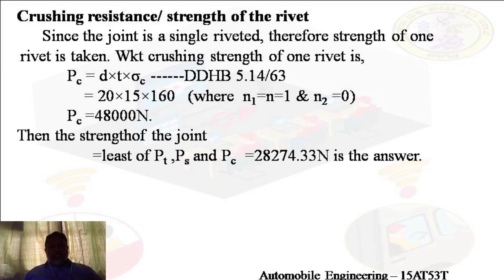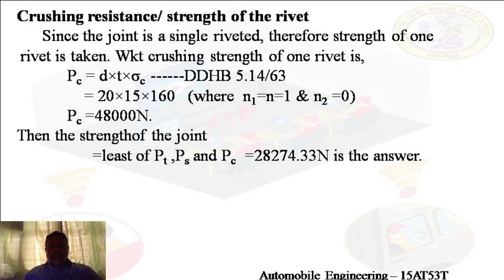joint. That is also given by equation 5.14 of the Design Data Handbook, on page number 63, where we have PC is equal to n d t sigma C, where n is 1. I have just not mentioned that. So n means number of rows of rivets. Single riveted means only one row of rivets. Double riveted means two rows.